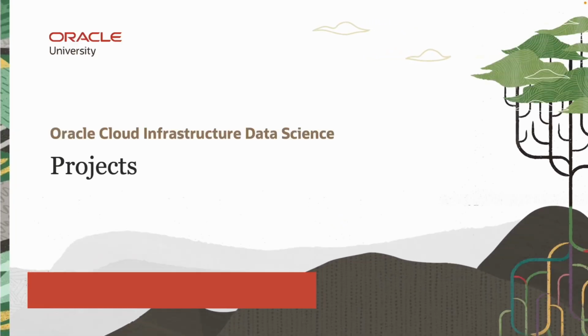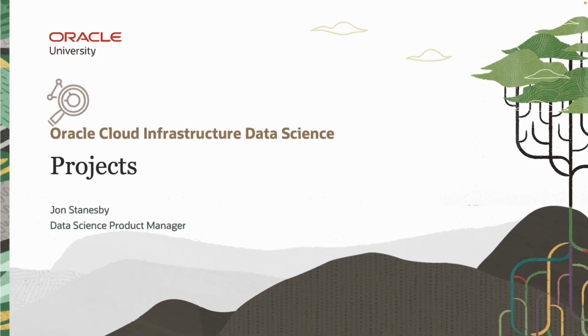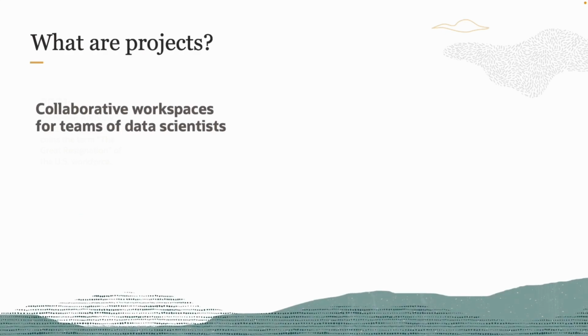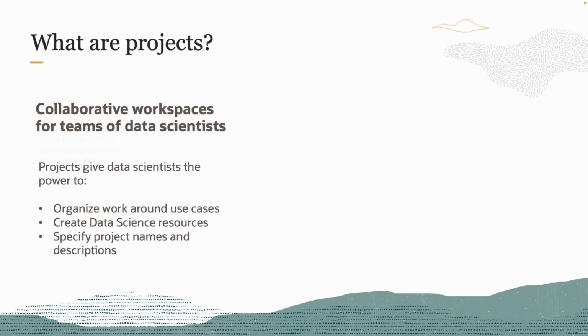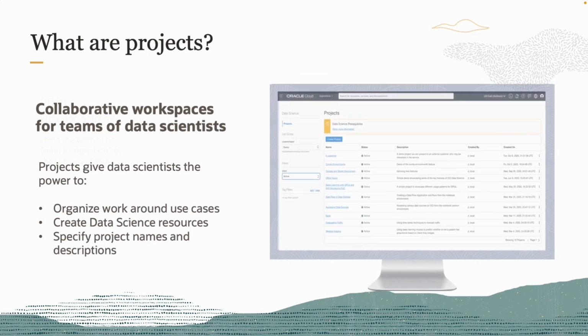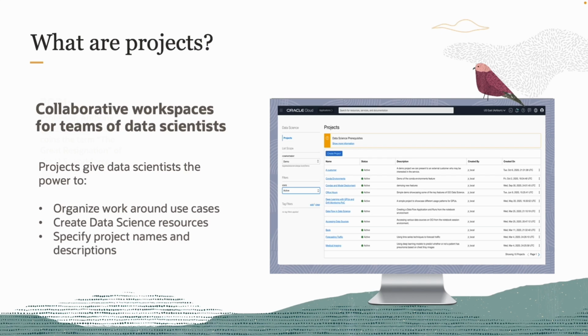Hello, I'm John Stainsby, and in this first lesson we're going to cover the principal component of a data science workspace, a project. Let's start out with a definition of a data science project. It's a collaborative workspace for teams of data scientists to organize their work around a particular use case or business question. All data science resources, for example, notebook sessions and models, are created within projects.